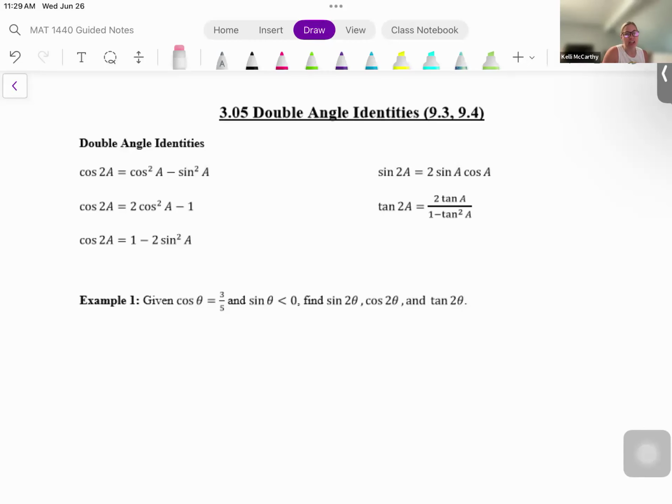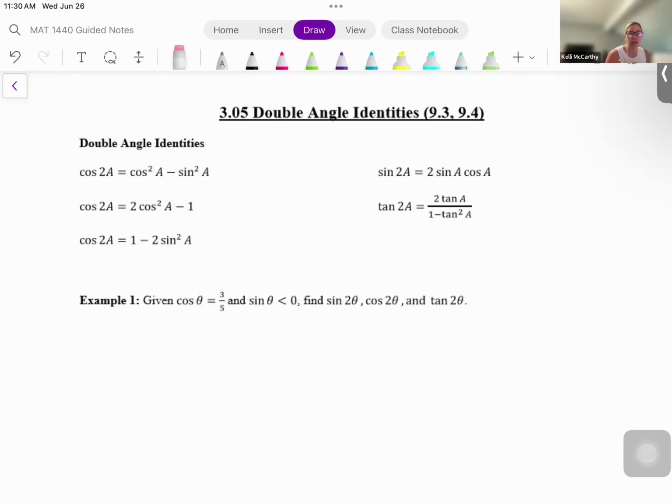In this video, we're looking at double angle identities. So we have our double angle identities listed here. Cosine of 2a is equal to cosine squared a minus sine squared a. Now, be careful, this is similar to our Pythagorean identity, but our Pythagorean identity has cosine squared a plus sine squared a, so that sign difference. We want to be mindful of that.